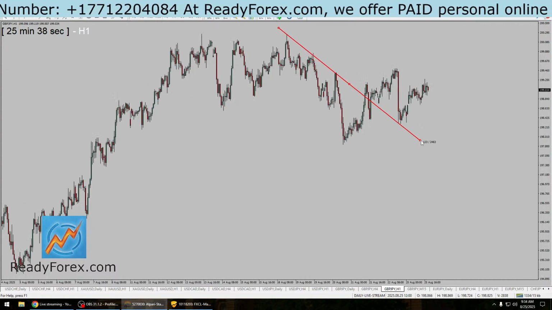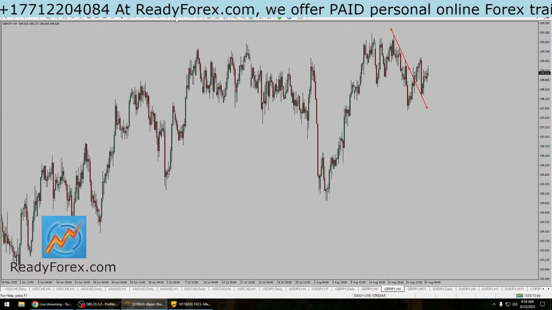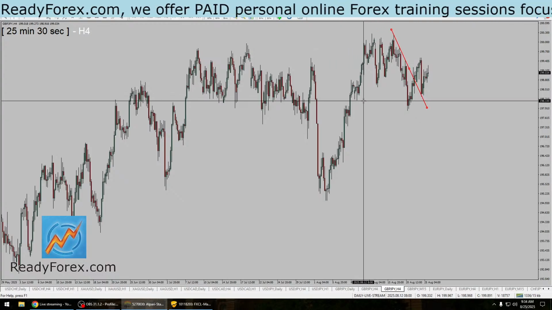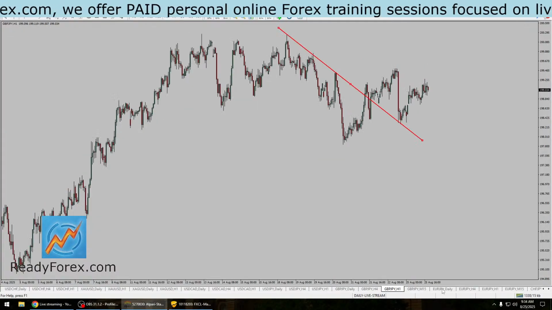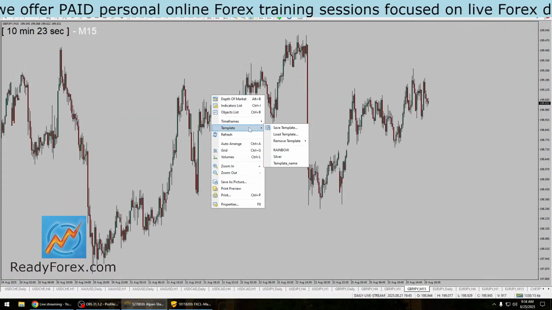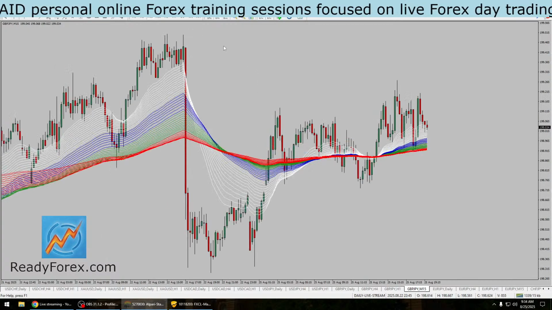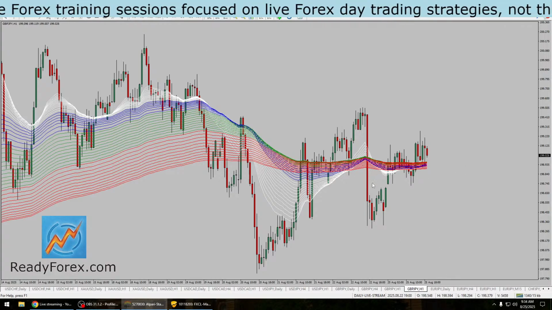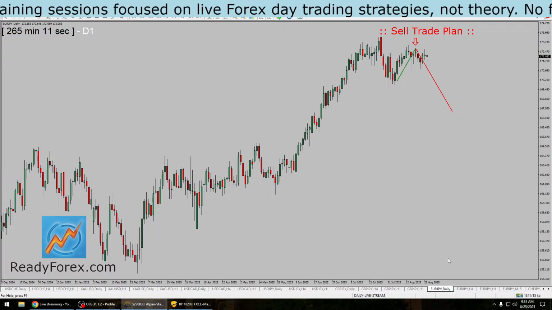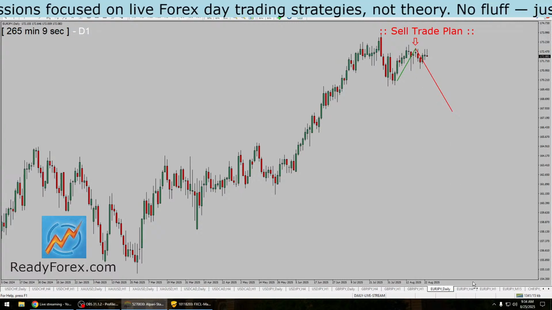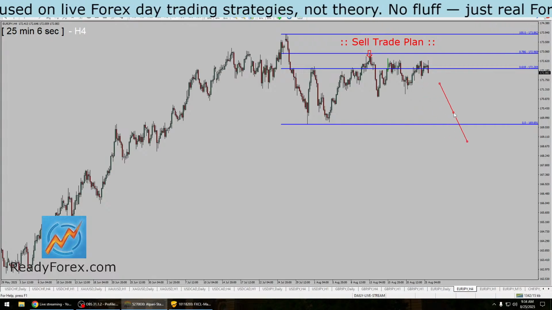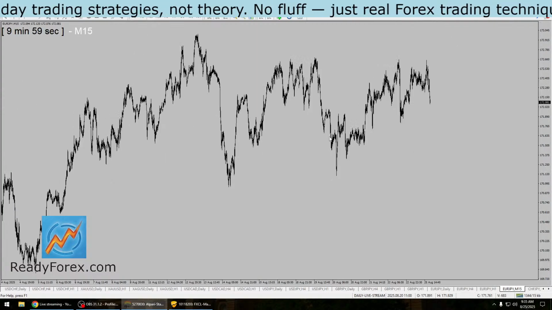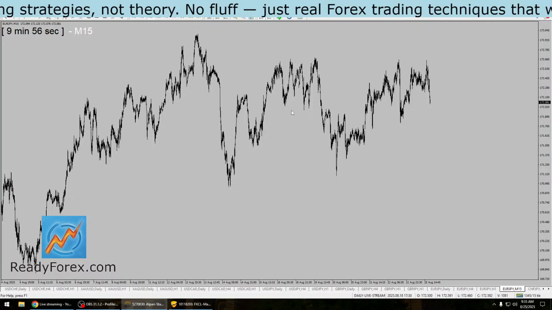This was a trend line break, and let's see, 4-hour. Okay, so this is the support. Let me draw a rainbow. It kind of looks sideways. The moving averages are compressed. Euro yen, we have a sell trade plan over here, and I think Euro yen is going to start the decline. So we can go down, use the rainbow trading strategy in a smaller time frame.